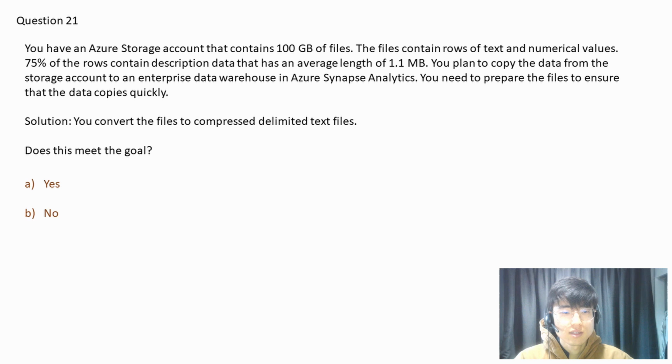Question 21. You have an Azure storage account that contains 100 gigabytes of files. The files contain rows of text and numerical values. 75% of rows contain description data that has an average length of 1.1 megabyte. You plan to copy the data from the storage account to an enterprise data warehouse in Azure Synapse Analytics. You need to prepare the files to ensure that the data copies quickly. The solution? You convert the files to compressed delimited text files. Does this meet the goal?